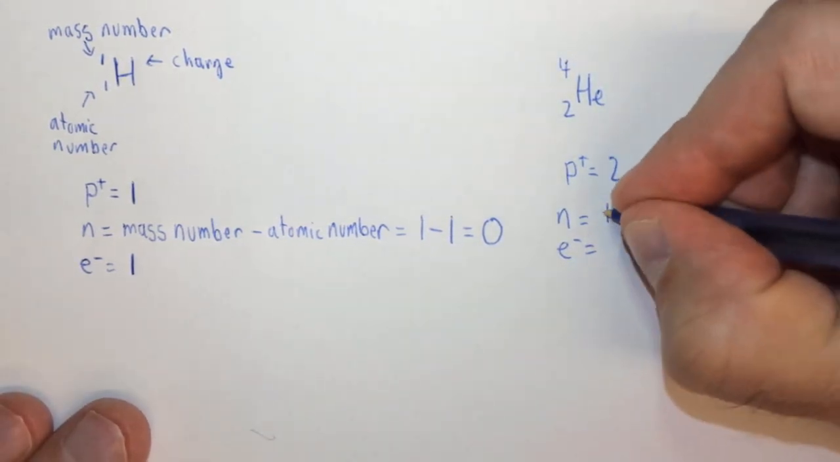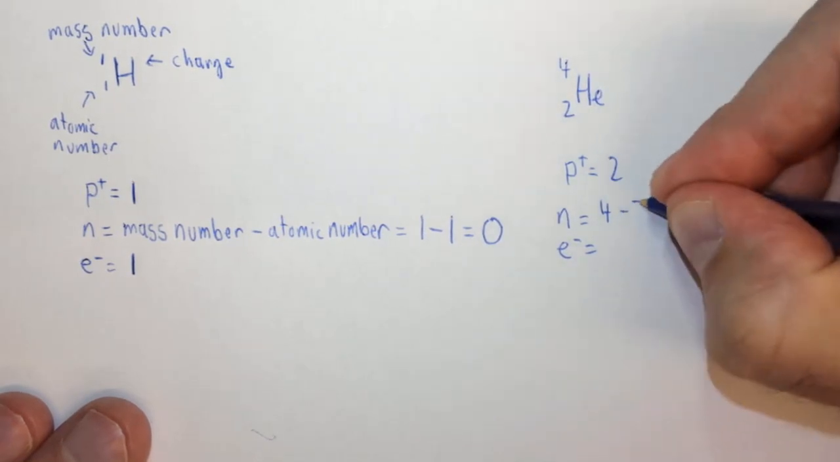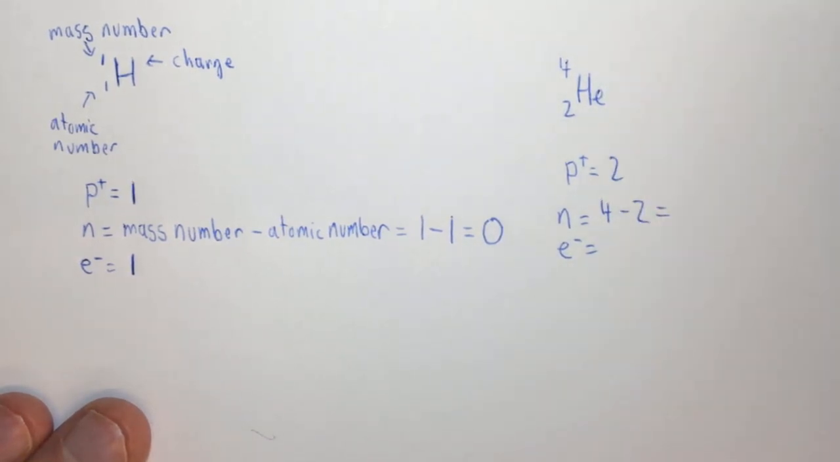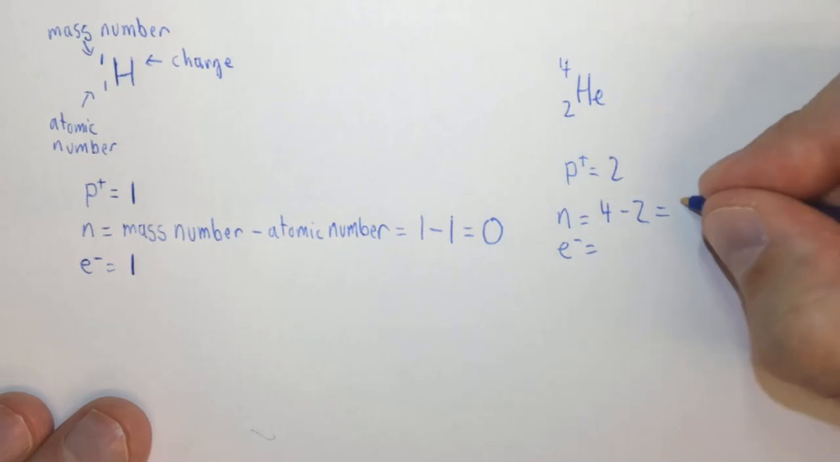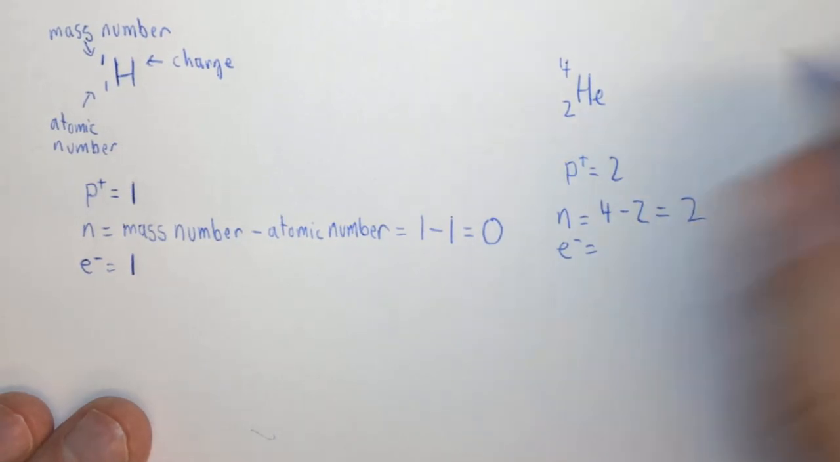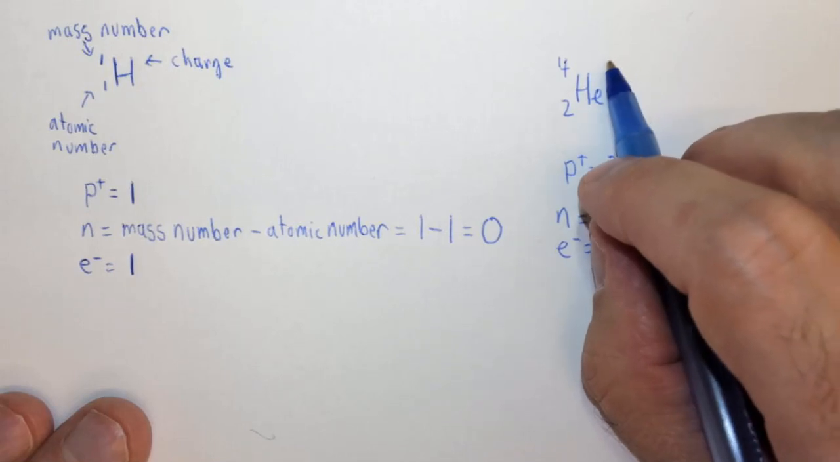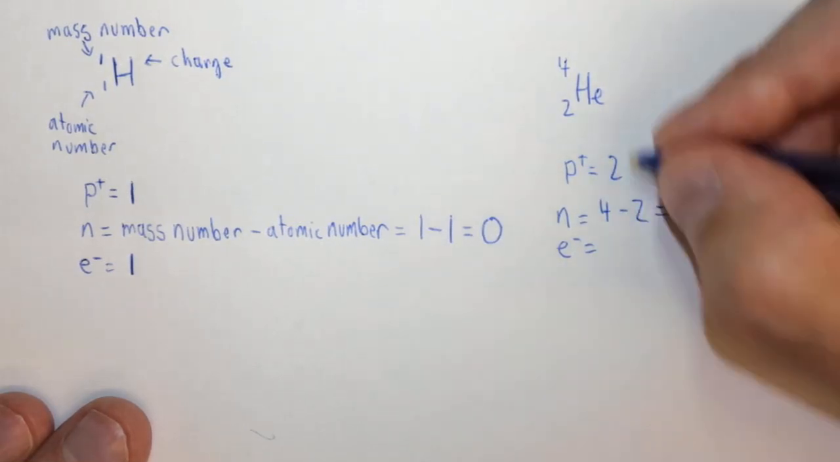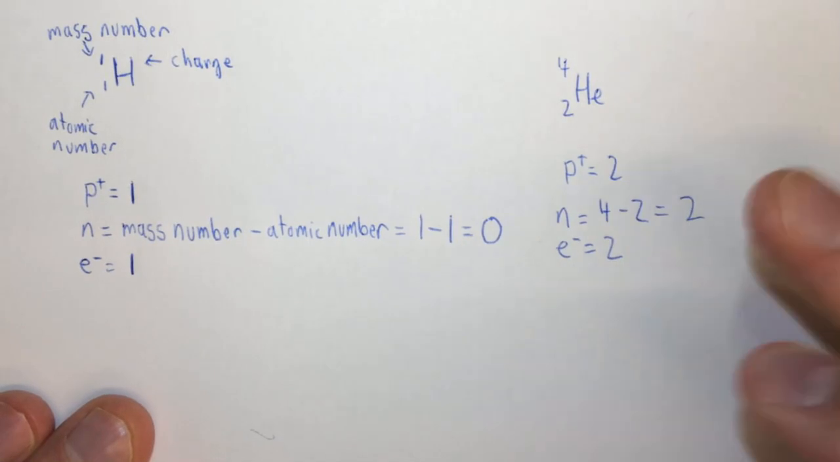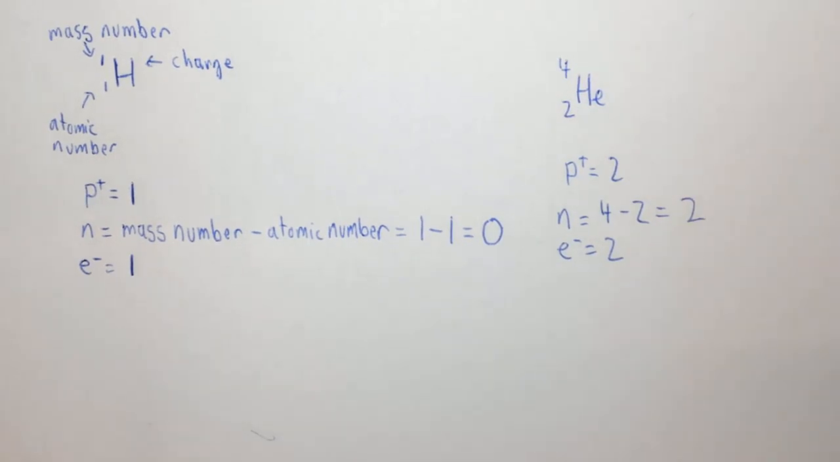Neutrons, in this case we take 4, the mass number, minus 2, the atomic number, because again, protons and neutrons are the only things with mass, and we find that it has 2 neutrons. This helium is neutral, has no charge, there's no charge shown, so therefore it has the same number of electrons as it has protons, which is again 2. Let's look at one more example.